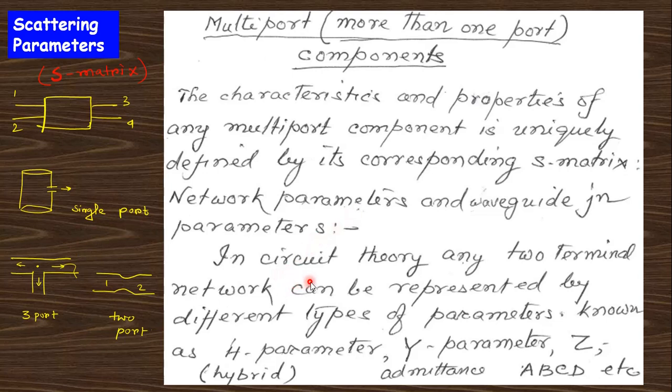Okay. In circuit theory, any two terminal network can be represented by different parameters. If there are two or more terminals, you can interlink these terminal parameters by the hybrid parameter, admittance parameter, impedance parameter, and ABCD parameter. There are 4 types of parameters actually used to describe a two port or higher port resonator or component.